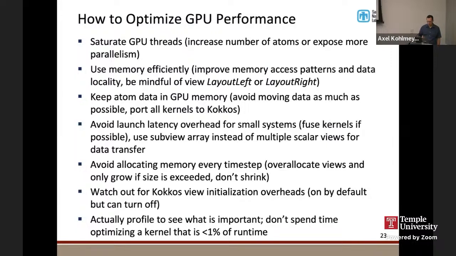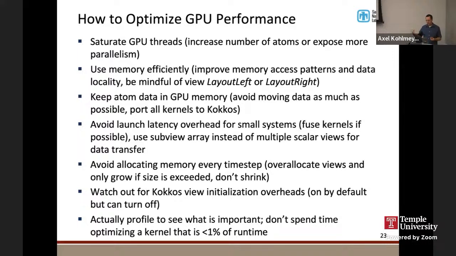Okay, I think I already talked about this previously, but just as a reminder, try to increase or expose more parallelism to saturate GPU threads to optimize GPU performance. Try to use the correct layout. Try to avoid moving the data. You can fuse kernels to reduce launch latency. Avoid allocating memory at every time step.